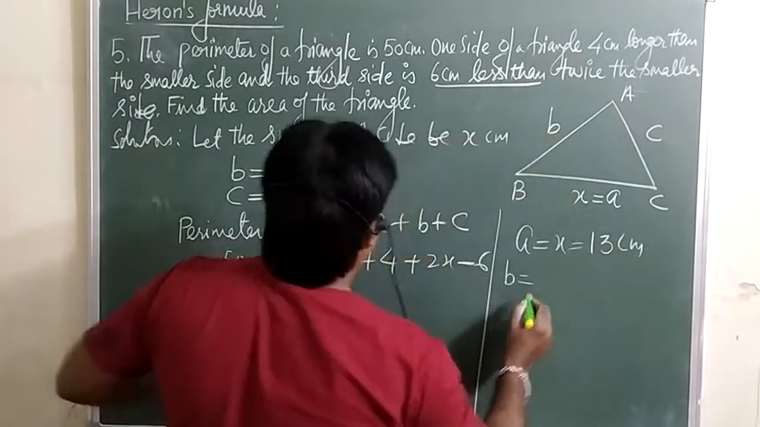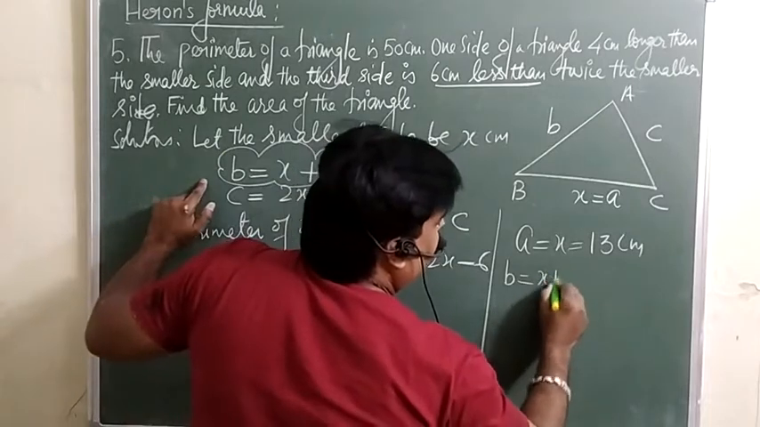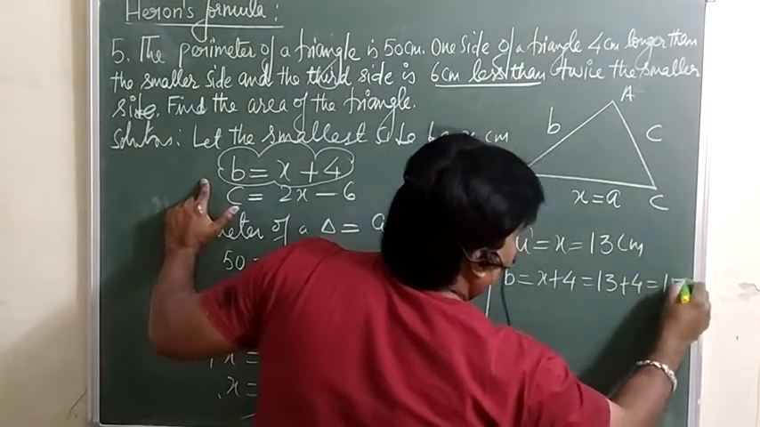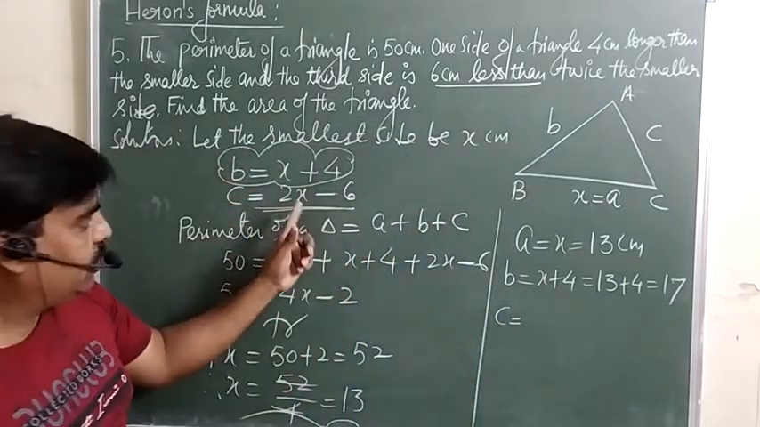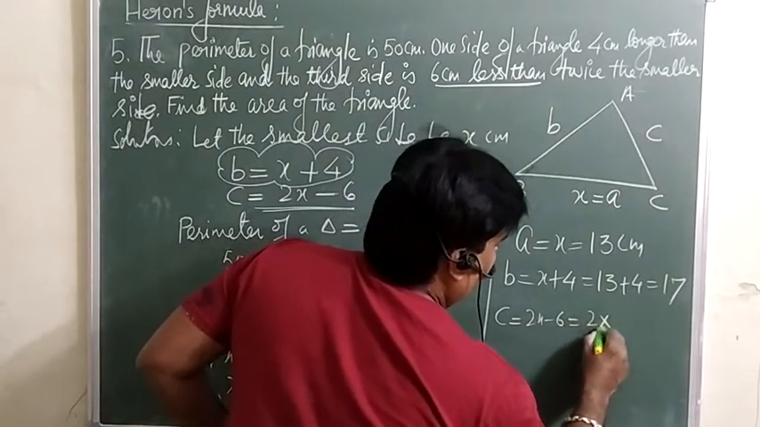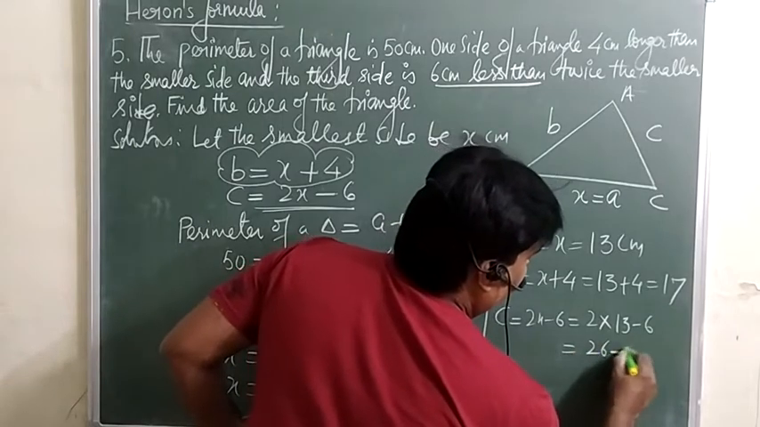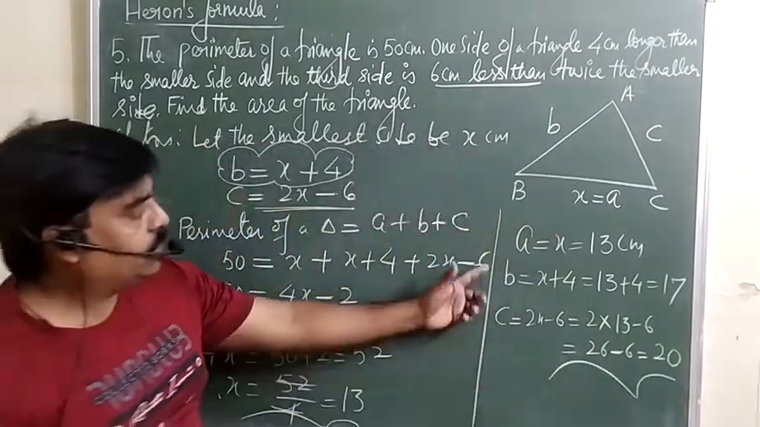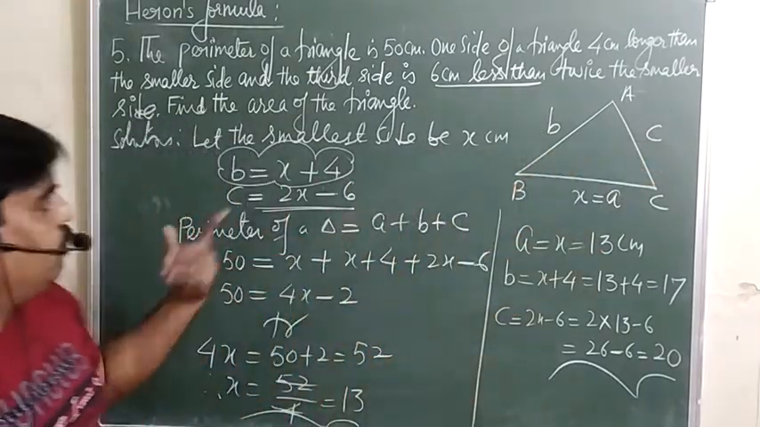B is equal to what? That is x plus 4, so that is 13 plus 4, which is 17. And C is 2x minus 6. You can put the value of x here: 2 into 13 minus 6, so that is 26 minus 6, which is 20. So these are your sides. You know this side, this side, and this side. You can find out the area of this triangle.